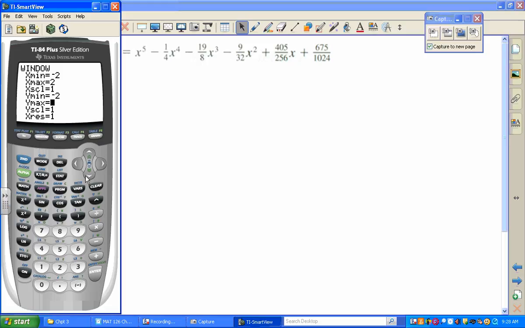I'm not worried about the y's. I got them at -2 and 2. I don't want to see how high or how far down the graph goes. I'm worried about one thing, the x-intercepts. How many could there be? 5 of them at most. Okay? So, -2 to 2 looks like a pretty good window. Let's see how many we got.